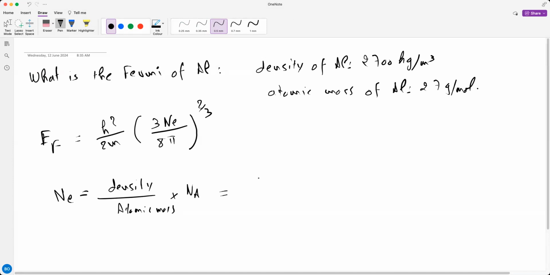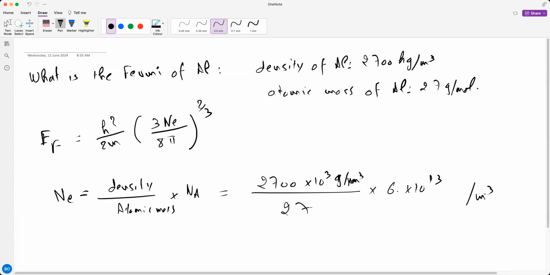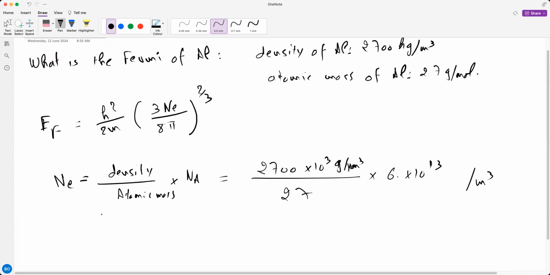Of course, the density here, because we have the atomic mass in gram, we can convert. So 2700 times 10 to the power of 3 gram per cubic meter, divided by 27, and then you multiply by 6 times 10 to the power of 23, and then you get the density in cubic meter.